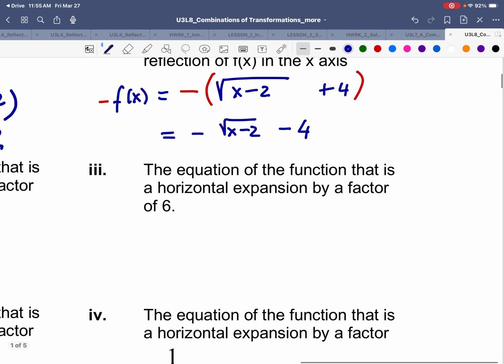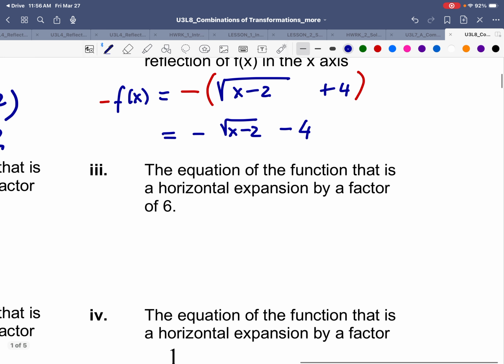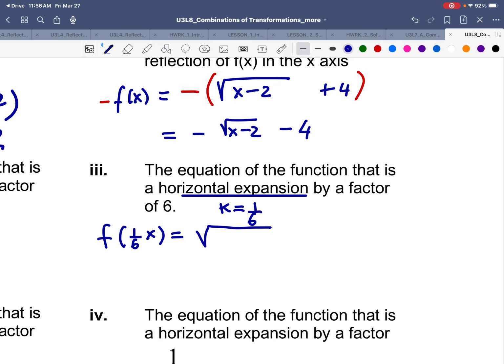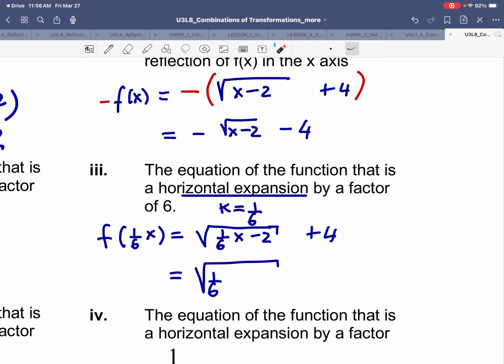Now, equation of the function that is horizontal expansion by a factor of 6. Horizontal expansion means that the value of k is 1/6. So we're finding f of 1 over 6x. So that means that this would turn into 1 over 6x minus 2 plus 4. Now, if you want to write this equation again with k in factored form, and that's what we want to do again before we start graphing, that will turn into x minus 12 and then plus 4.